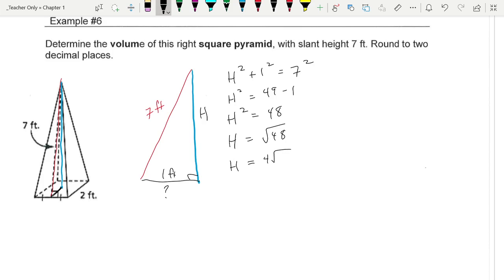There's a 16 in it. It's 4 root 3. So the height is 4 root 3 feet. I think I'm ready for my volume formula. Volume is 1/3 times the area of the base.